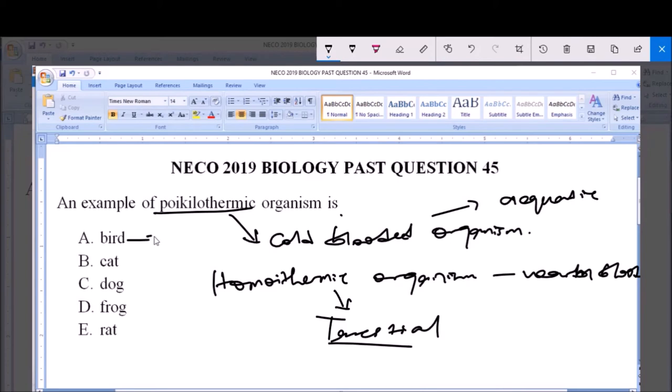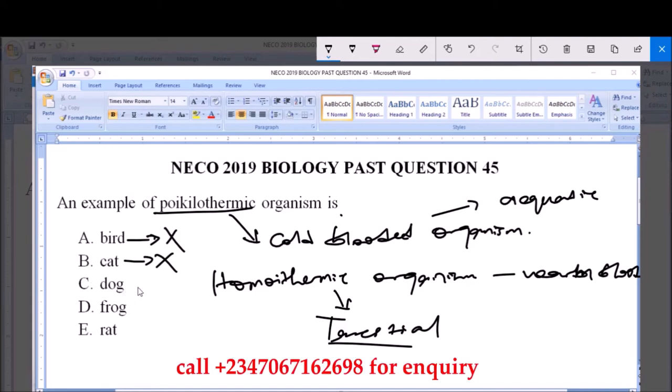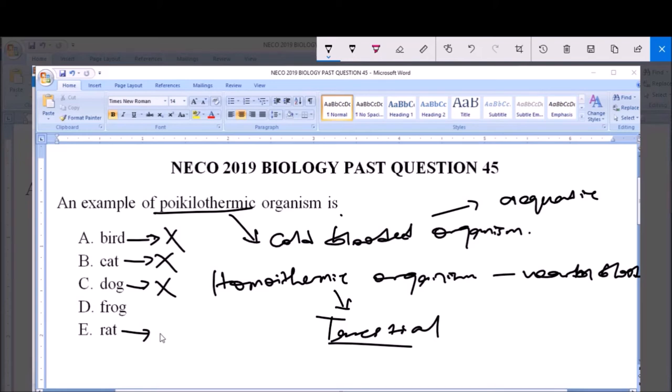Now bird lives in the terrestrial or arboreal habitats, and so therefore it's a warm-blooded animal. It is not poikilothermic. Same with cats. Cat is a homeothermic animal because it lives in a terrestrial habitat. C says dog. Dog is also a homeothermic animal. Option E says rat. Rat is also a terrestrial organism, so it is not poikilothermic.